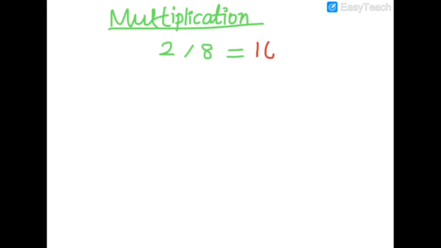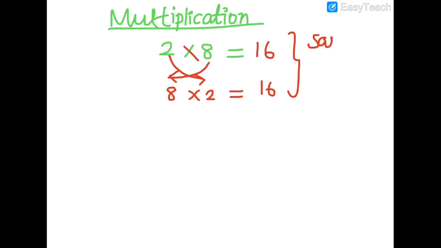2 into 8 is 16. Same way, you have to interchange the numbers: 8 first and 2 second. So 8 into 2 is 16. So it's the same answer. That means when we interchange and multiply the two numbers, I am getting the same answer. In this case, I will write that under multiplication, the commutative property will be satisfied.